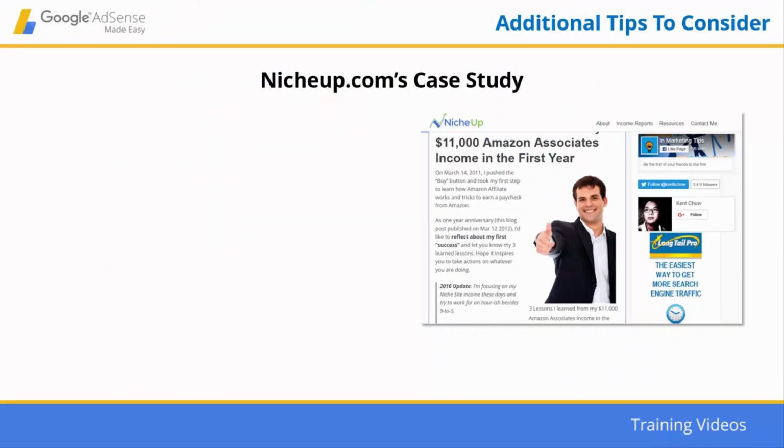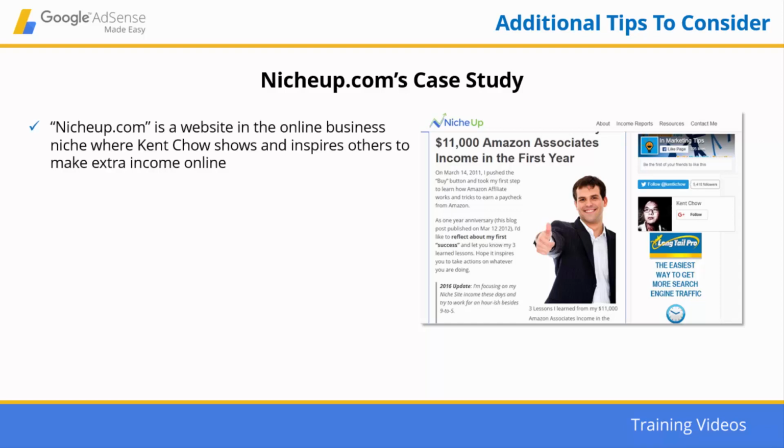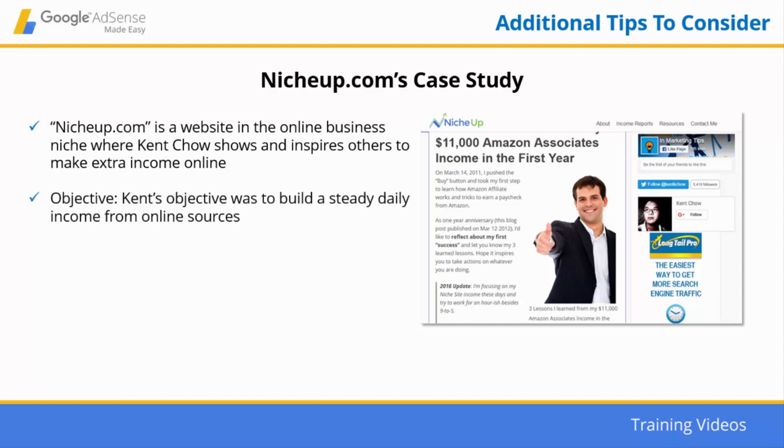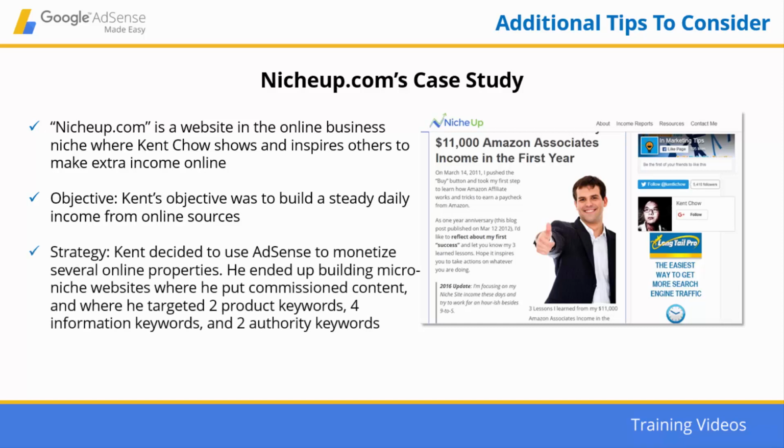NicheUp.com's case study. NicheUp.com is a website in the online business niche where Kent Chow shows and inspires others to make extra income online. Objective: Kent's objective was to build a steady daily income from online sources. Strategy: Kent decided to use AdSense to monetize several online properties.